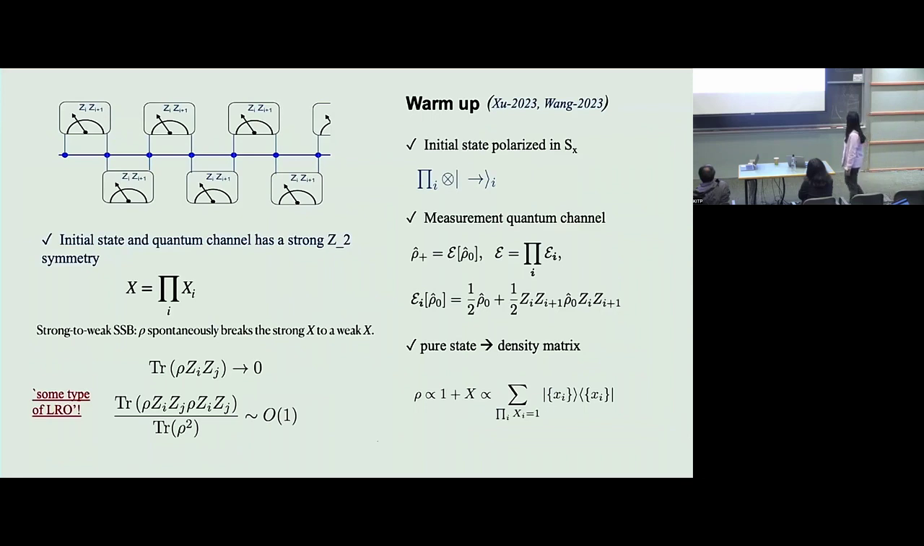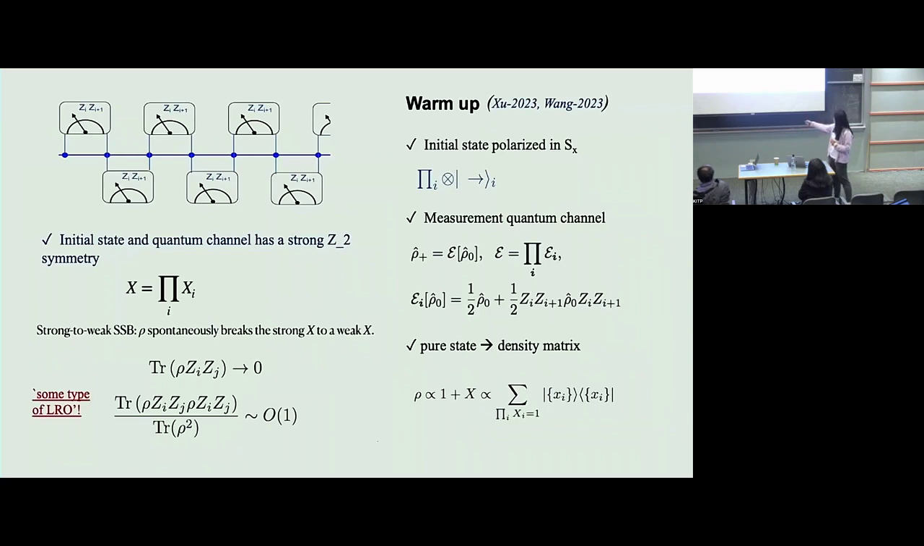During this process, our initial state is polarized in the SX direction, so we have a symmetry which is generated by an X string on the 1D chain. In the meantime, because I only measure spin bilinears, this quantum channel also respects the strong Z2 symmetry. Hence, a naive expectation is that my final mixed state density matrix should have a strong Z2 symmetry generated by this X string. But if we measure some physical observable on this mixed state density matrix, the two-point ZZ correlation function, or any type of correlation function, it turns out to be 0 in the thermodynamic limit.